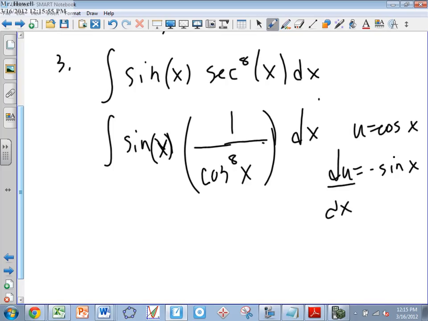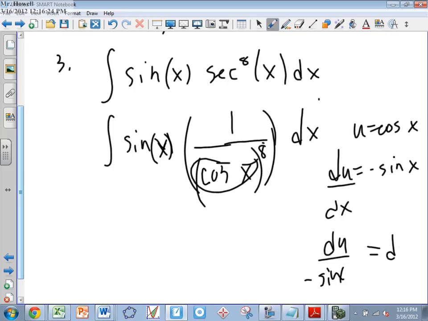You can leave the 8 out? Sure, because if u is cos x, when I replace it, this is just going to be u to the 8th, because this is really cosine to the 8th power. That's why I hate the way we write these. But I would write it this way. Doesn't that make so much more sense? Now it makes sense that if I put a u in here, it's u to the 8th. Solve for dx. We get du over negative sine x equals dx.